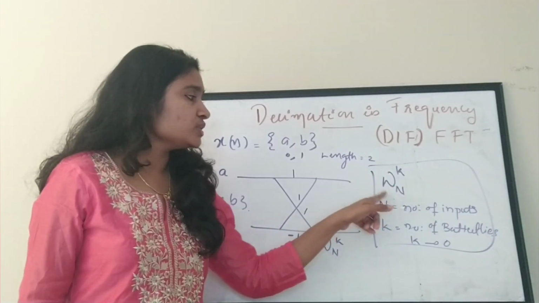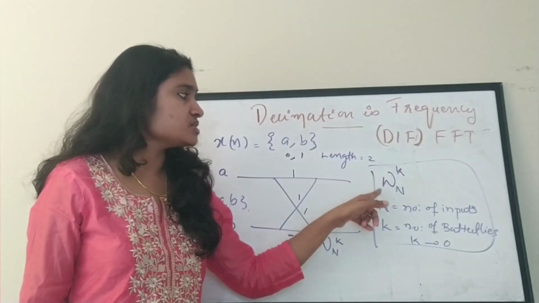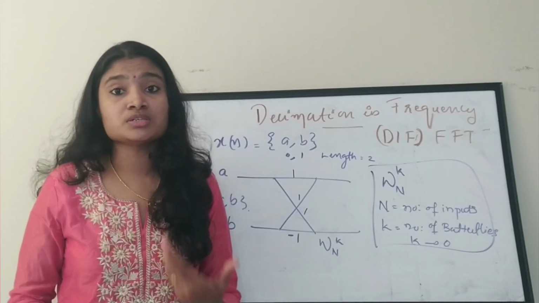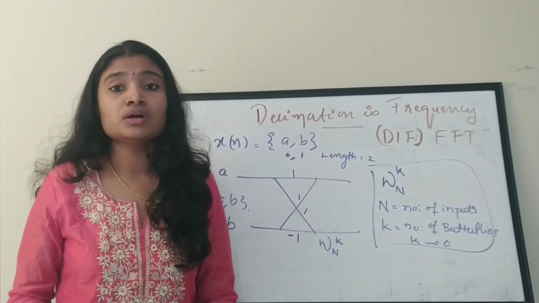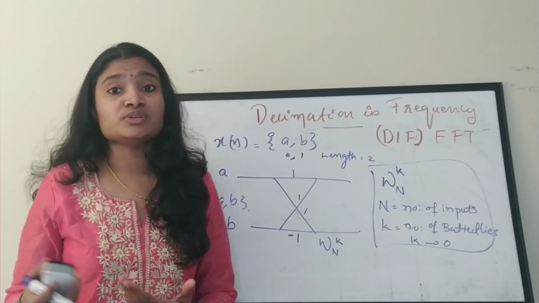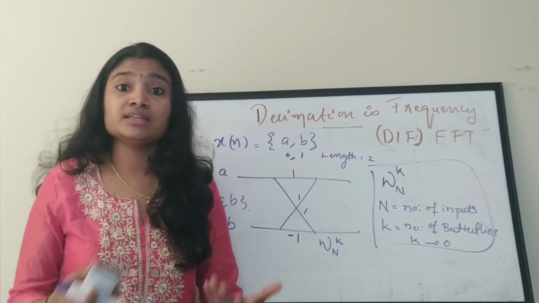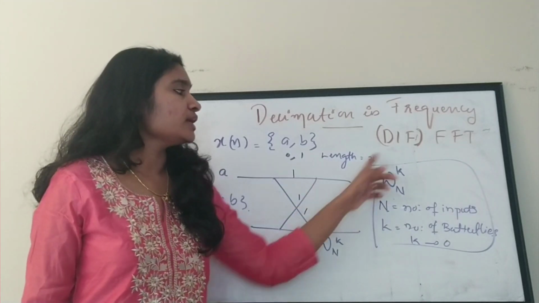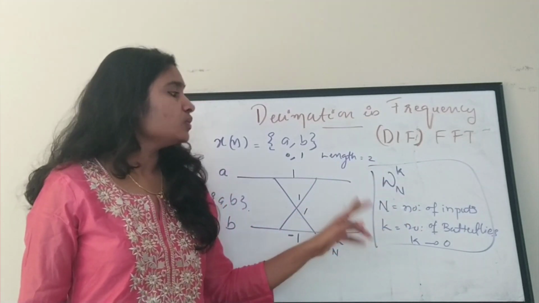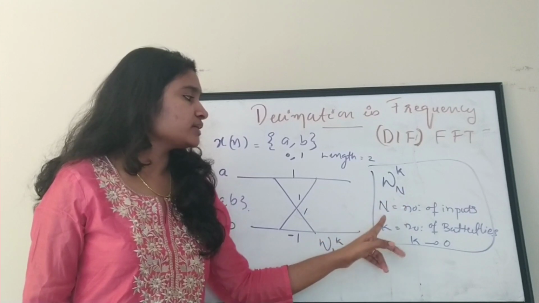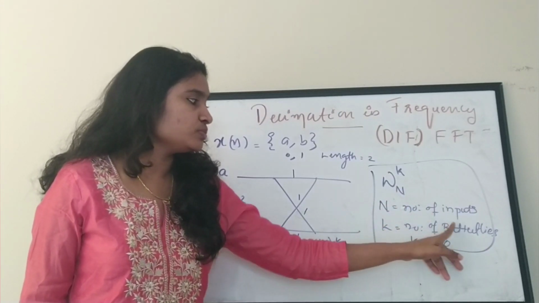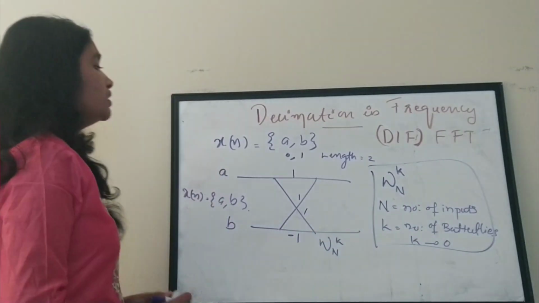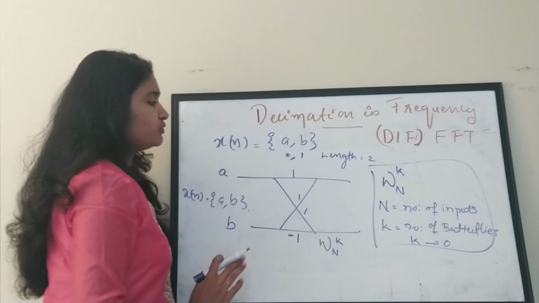Now you have to know the expansion for doing this. What is W_N raised to k? If you want to know what a twiddle factor is, just watch the video on either the DFT matrix or DFT as a linear transformation. In either of these videos, I have explained how to expand this twiddle factor. In this twiddle factor, there is an N, which is the number of inputs, and there is a k, which is the number of butterflies. This much you have to know.